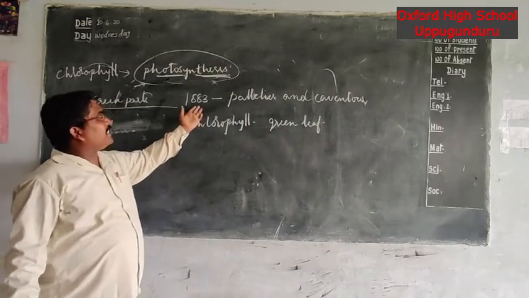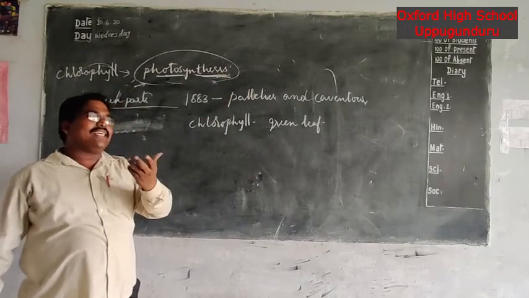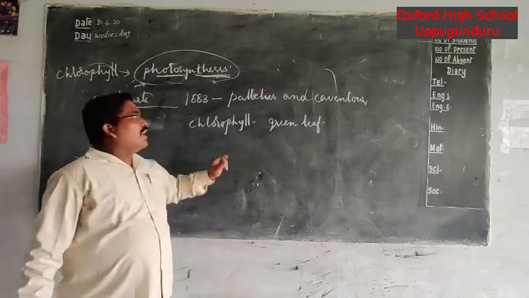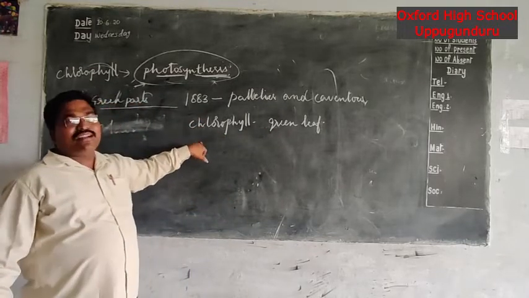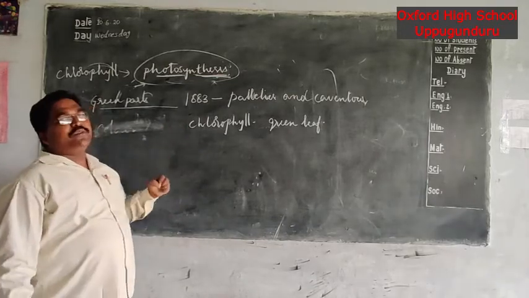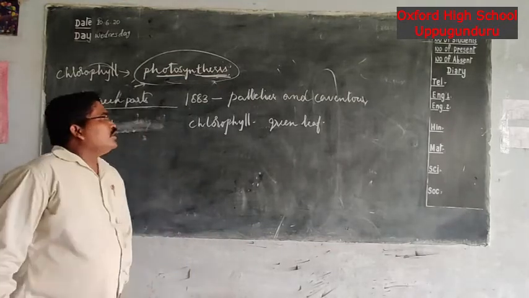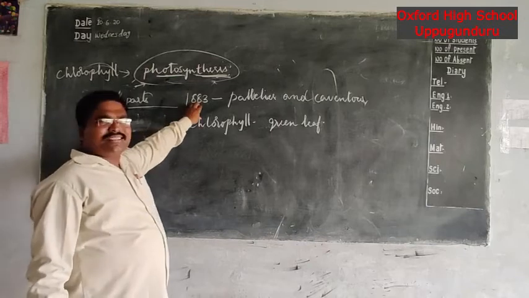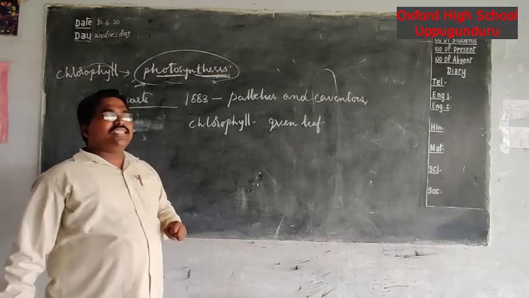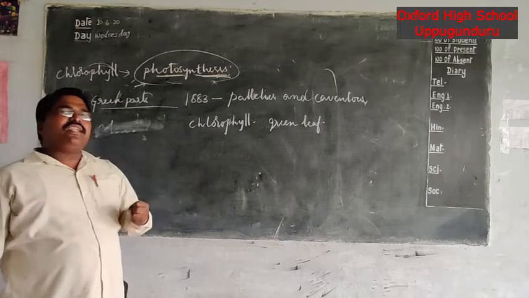So in the year 1817, Pelletier and Caventou isolated and extracted the green part and named it chlorophyll, which means the green leaf. Not only this green one, other colorful pigments are also present in the leaf, which are involved in the process of photosynthesis. So they isolated it, but no one knew the exact location of photosynthesis. Where does photosynthesis take place? Where is the chlorophyll present?